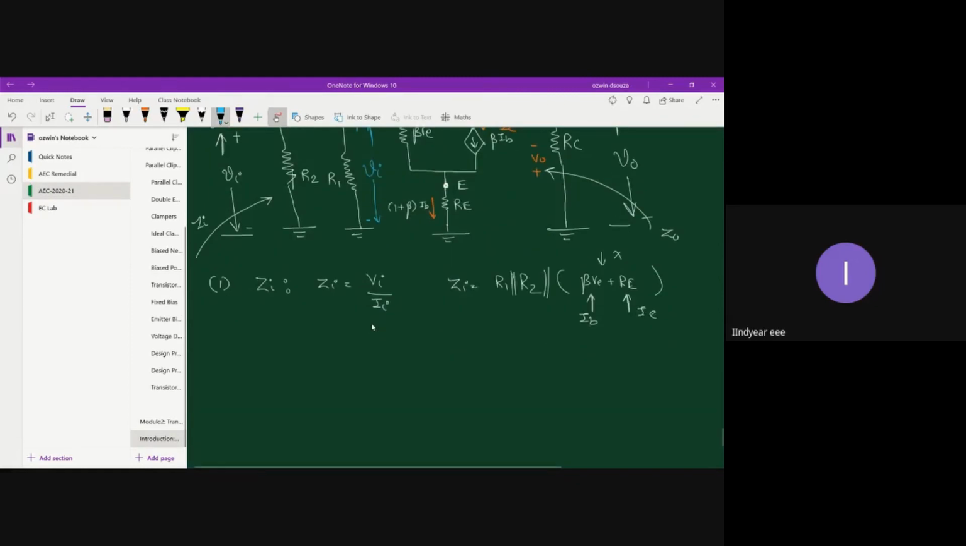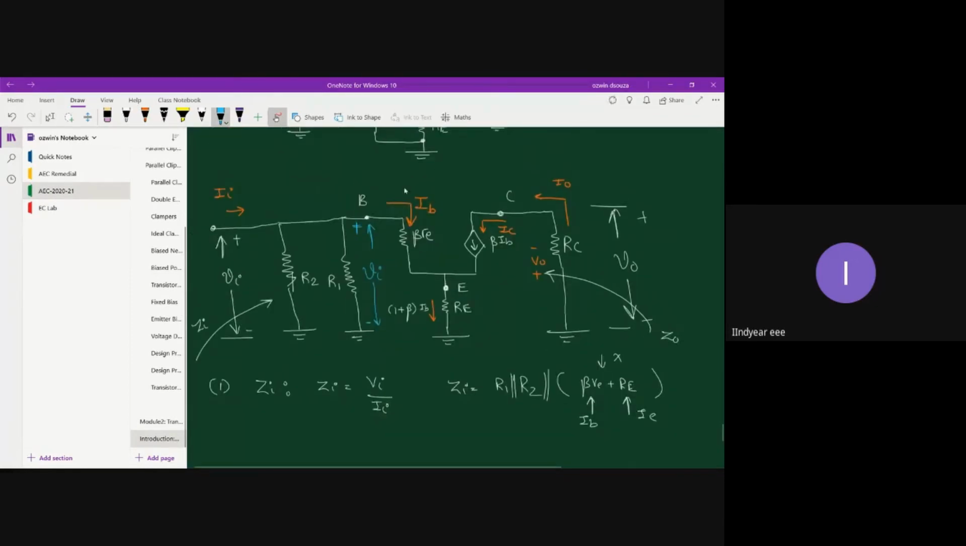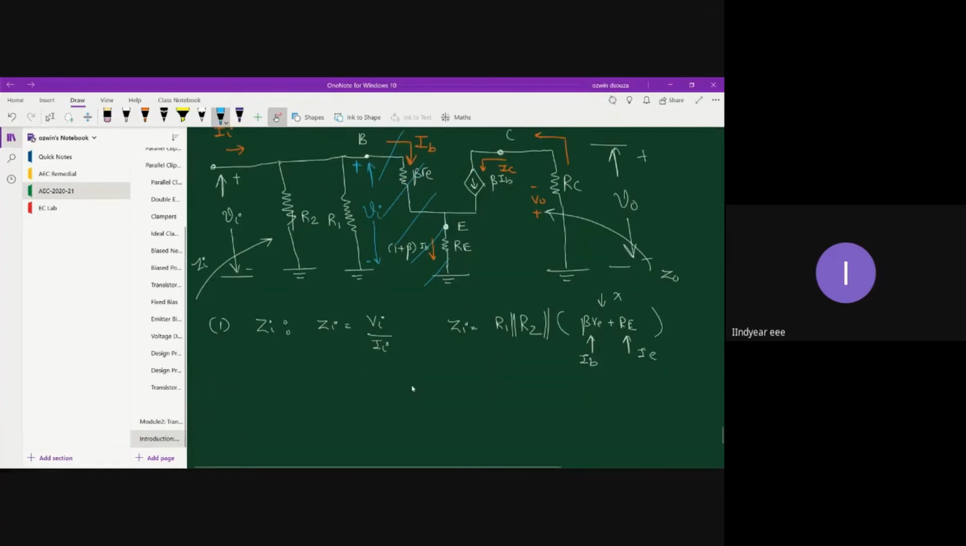Let me apply KVL in this shaded region. I am creating a shade over here. Let me apply KVL only to the shaded region. So what do I have?